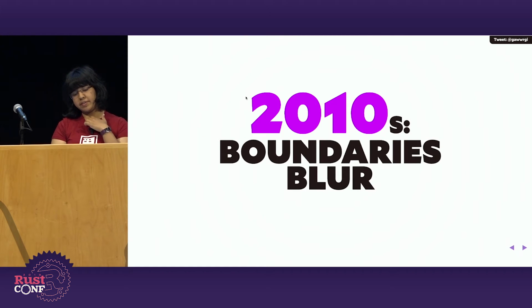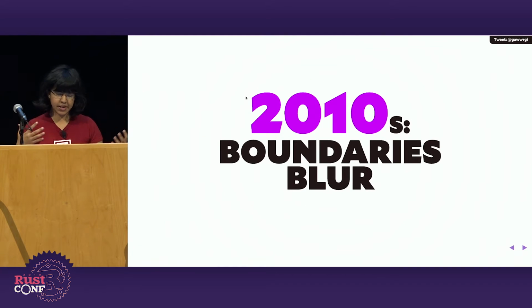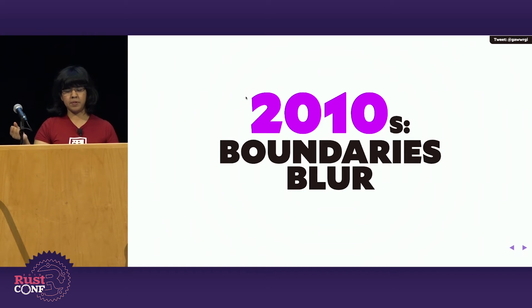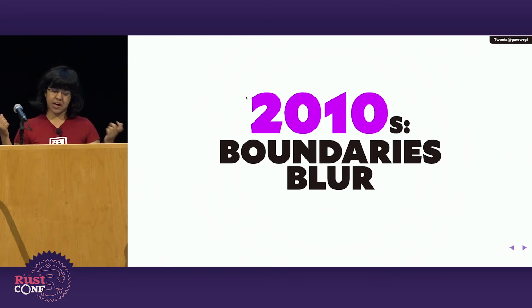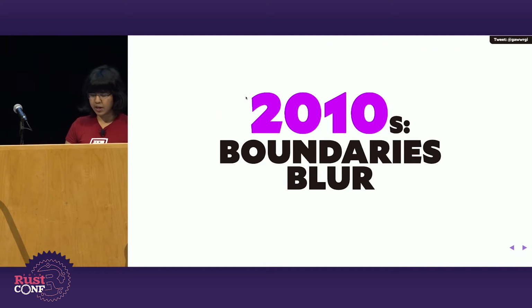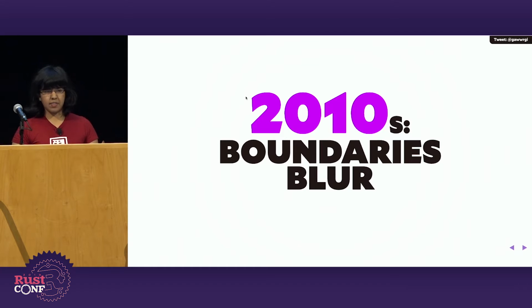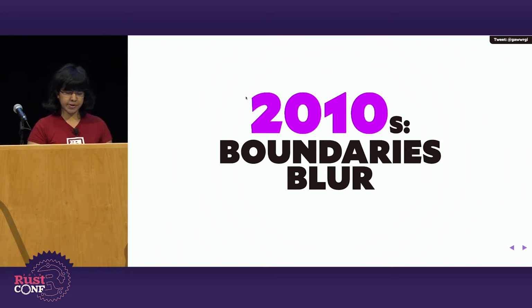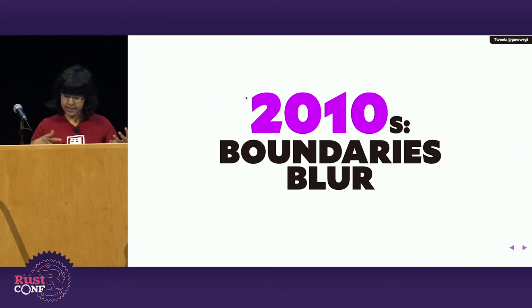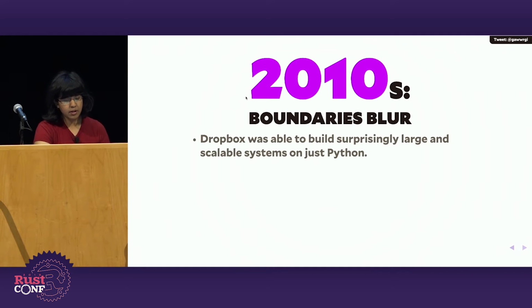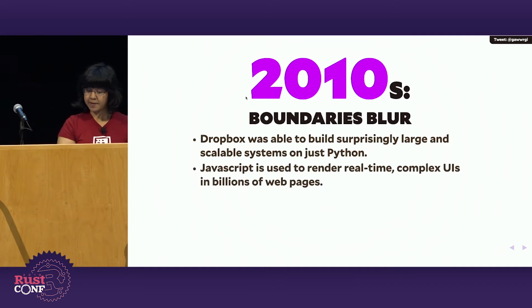And so in 2010, around that time, the boundaries blurred. Massive resources were put into Java, building just-in-time compilers for JavaScript, like V8 or Python SciPy. And their performance is not better, but if not better, almost as competitive to C and C++. And Dropbox was able to build its large and scalable system on just Python.